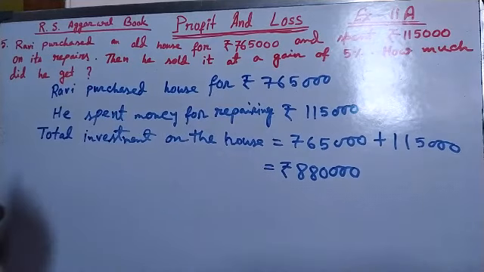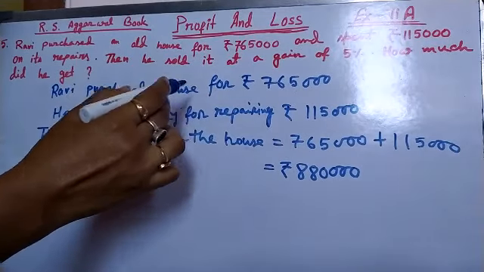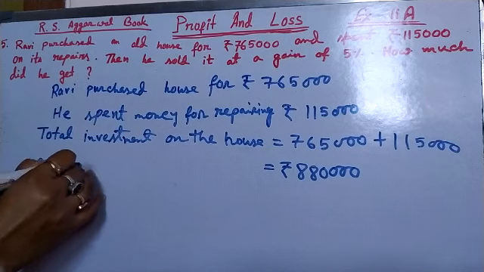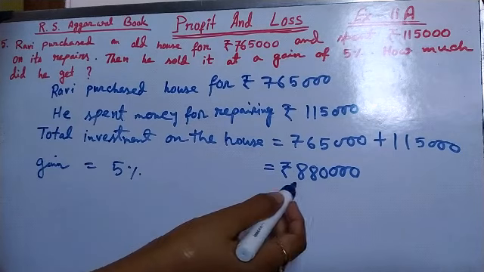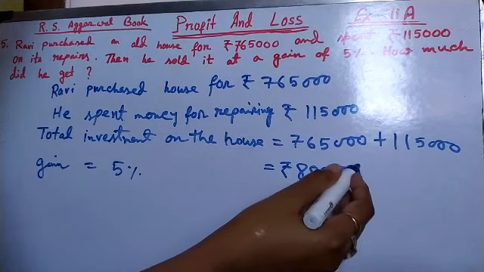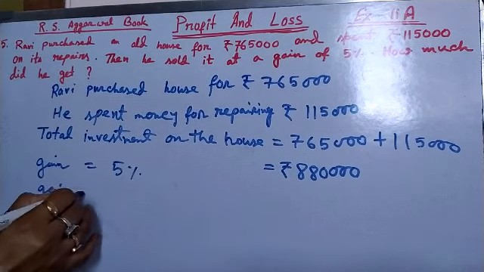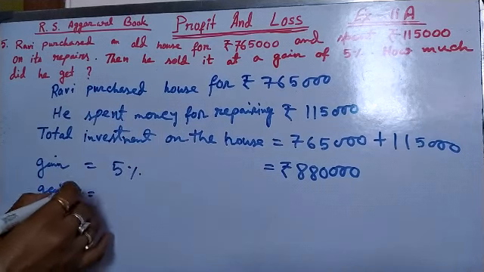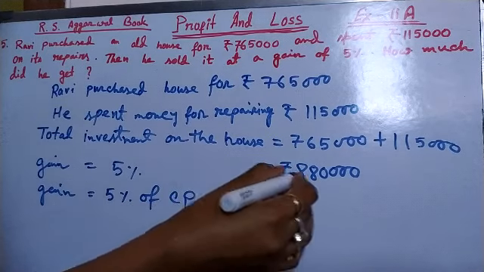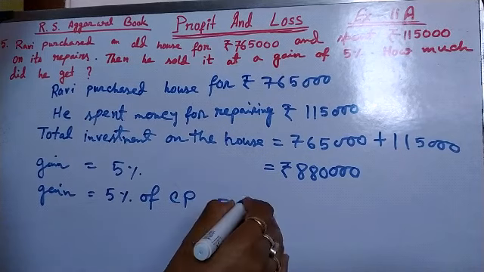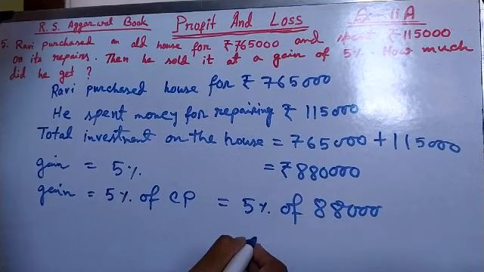as CP. So here he gained 5% when he sold it. So gain equal to 5%. I repeat once again, this total investment will act as CP, total CP. That's why we will find out the gain from here. That means gain equal to 5% of CP. Here CP is this total investment, that means 5% of 8,80,000.